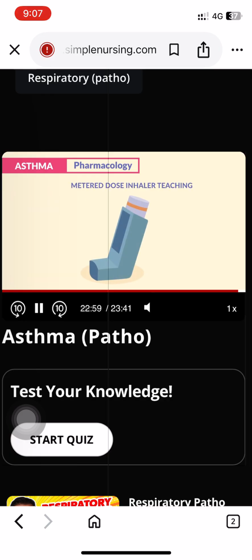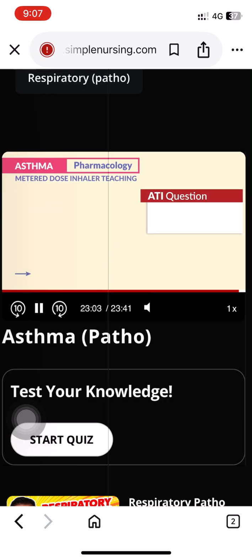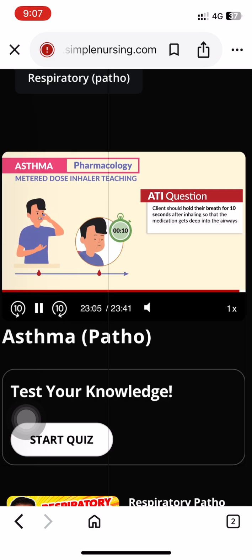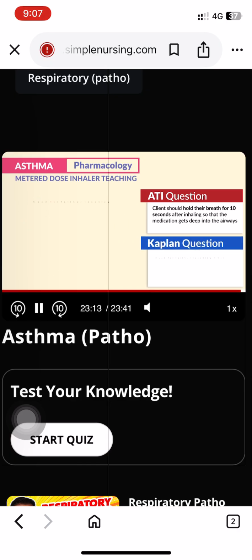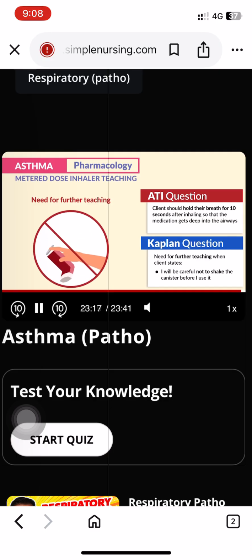Now, switching gears to metered dose inhaler teaching. ATI mentions a client should hold their breath for 10 seconds after inhaling so that the medication can get into the deep airways. And Kaplan mentions a need for further teaching when a client states, "I will be careful not to shake the canister before using it." No, we need to shake the canister, so further teaching is needed here.